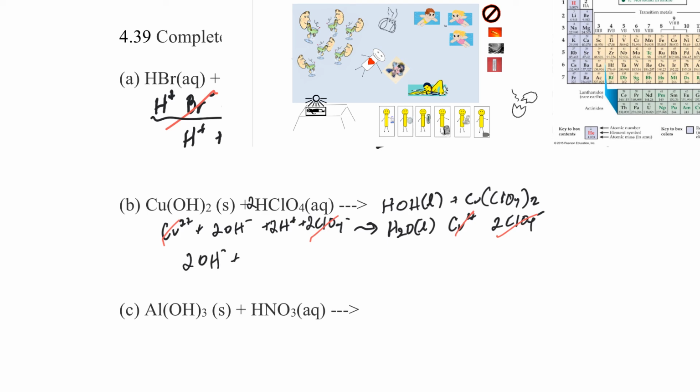2OH minus plus 2H plus. Those are aqueous and aqueous yields, okay, and then this would be 2 waters. Okay. So this is the molecular equation. This is the complete ionic equation. And this is called the net ionic equation. All right. One last. We're almost there.